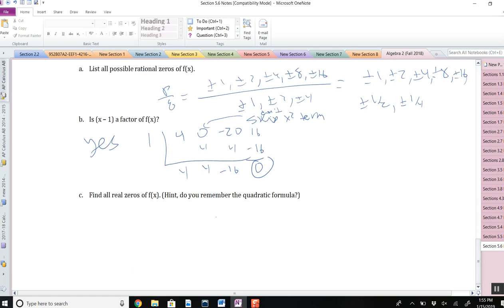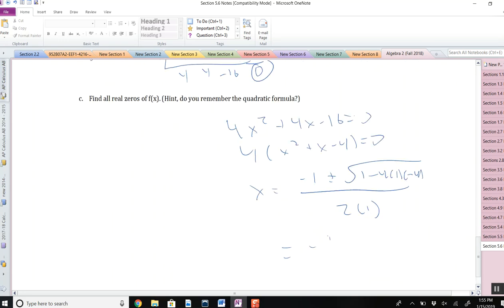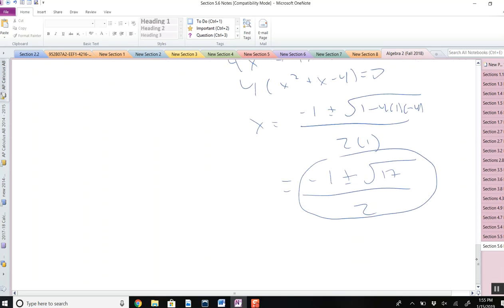And then all you need to do is set this equal to 0, factor out a 4, and because there's a hint that I use the quadratic formula, that's what we have to do. x equals -1 plus or minus the square root of b squared minus 4ac, all over 2a. Fortunately, that will be real. You get root 17 over 2, and there you go. Those are your other zeros. If you do it in the calculator, you get these nasty decimals, so this is what we call an exact answer.